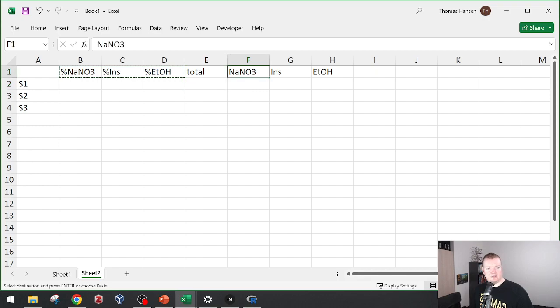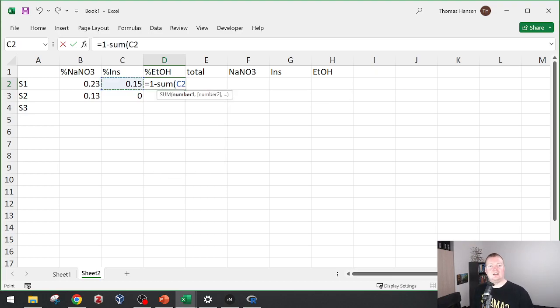So I have my total, I have my components, and then we just have to type in the information we're given. In the top stream, we have 23% of this one, 15% of that one. In the bottom stream, we have no insulin. We have 13% sodium nitrate. And for the rest here, we just subtract the sum of all of the others. Why do I do the sum?